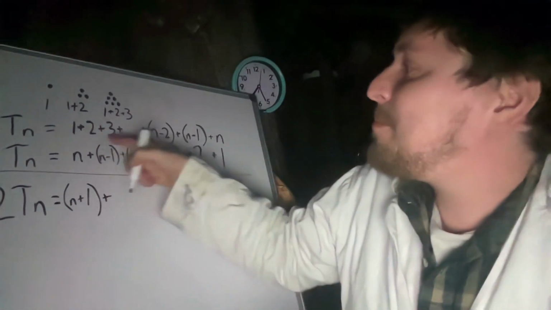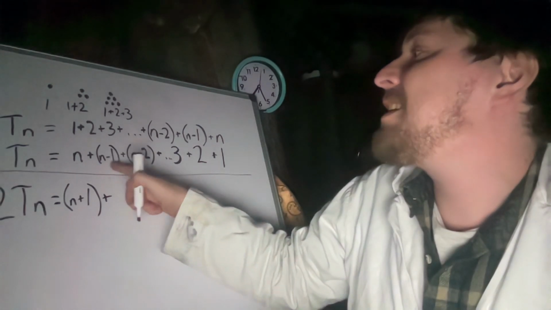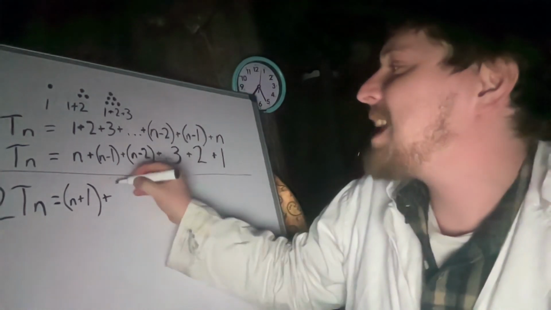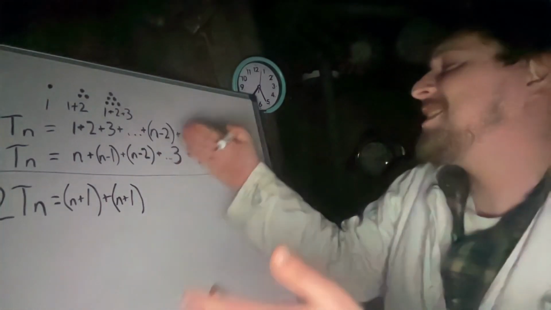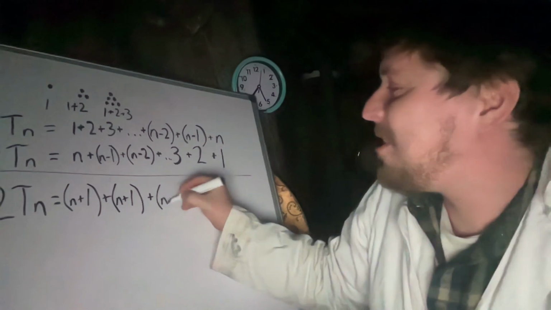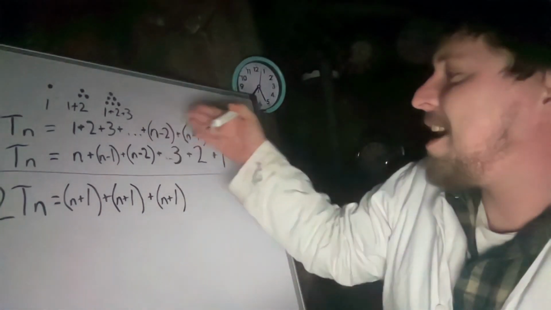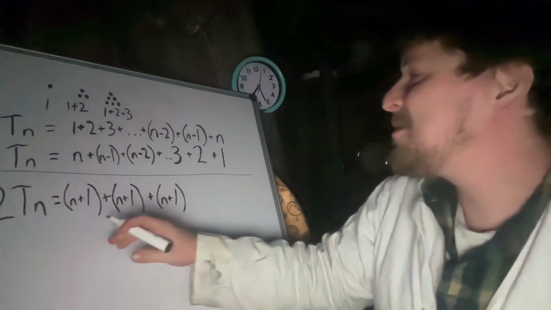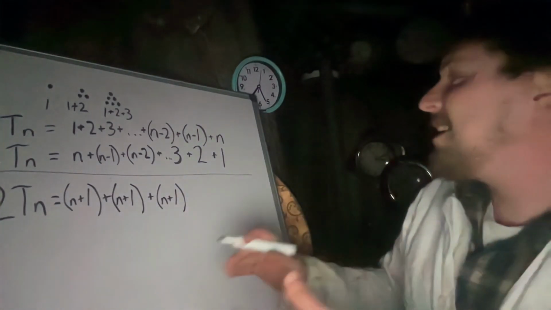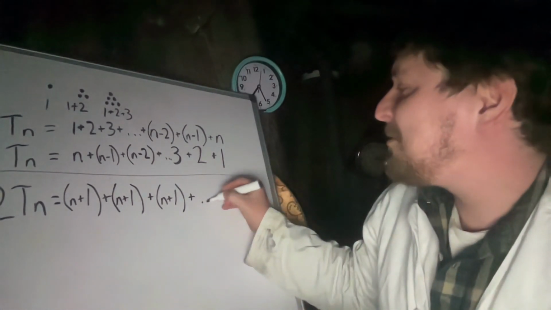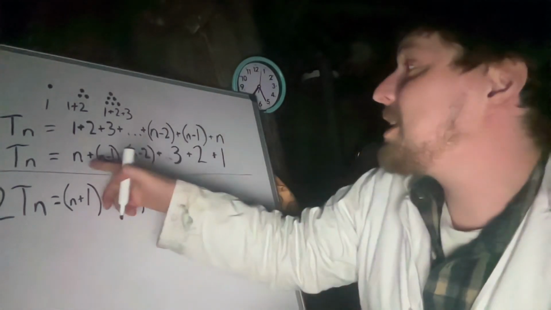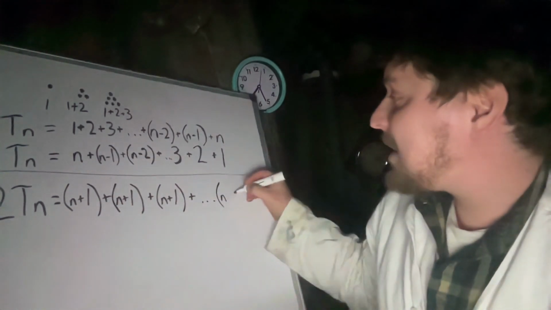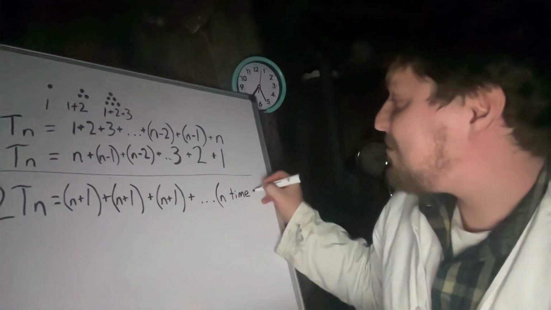here 2 paired with n minus 1 becomes n plus 1. Then 3 paired with n minus 2 becomes n plus 1. And all of the pairs become n plus 1. So we have n plus 1 lined up a certain amount of times, adding up that many n plus 1s, where the amount of them was n. We had that n times.